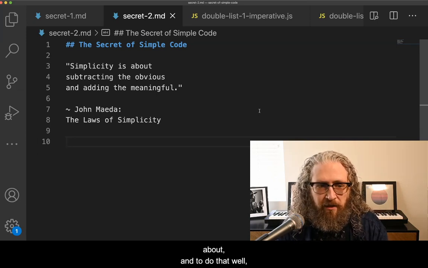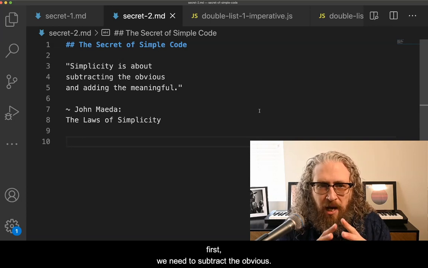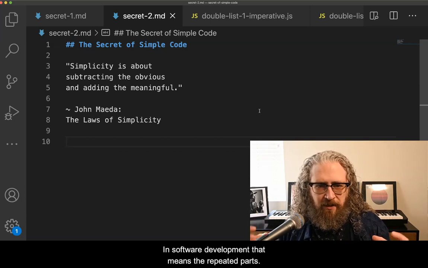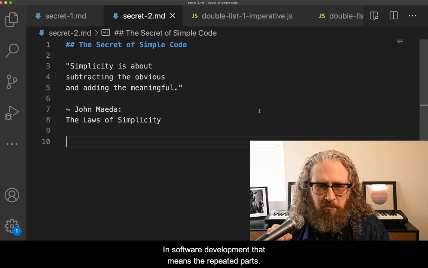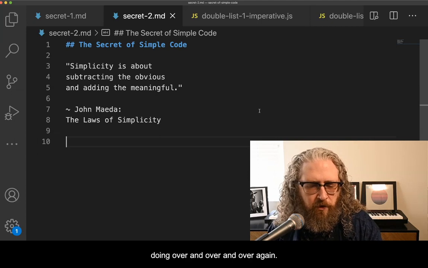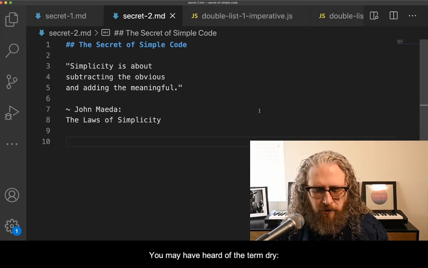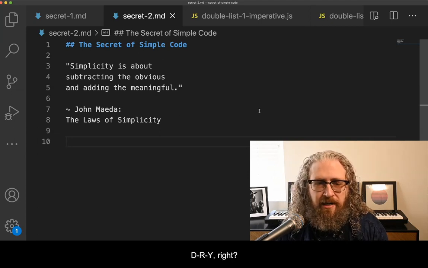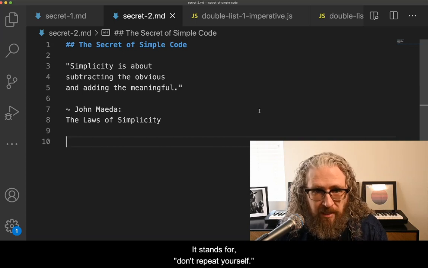And to do that well, first we need to subtract the obvious. And in software development, that means the repeated parts. So we're looking for the parts of the software that we're doing over and over and over again. You may have heard of the term DRY, D-R-Y, right? It stands for don't repeat yourself.